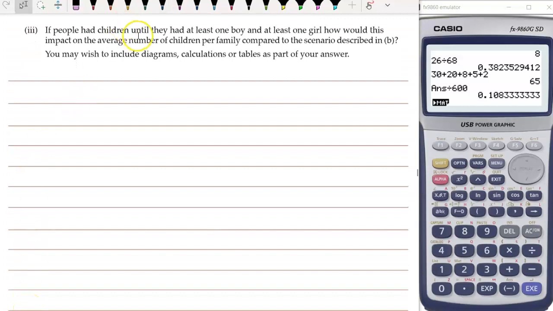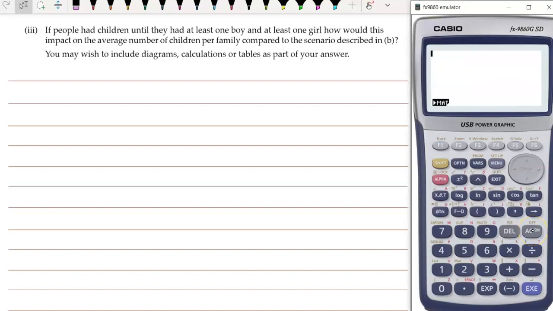Now we've got an adjustment being made where what would change if they carried on having children until they got at least 1 boy and also at least 1 girl. So if a family had 1 child and it was a boy, they wouldn't stop then. They would continue until they also got a girl. So getting one of each. So you can see instinctively this is going to increase the number of children being had, because they're not just looking to fulfill one criteria, they also want to get a girl as well. So we need to include some calculations to back that up though, not just write down that it's going to increase.